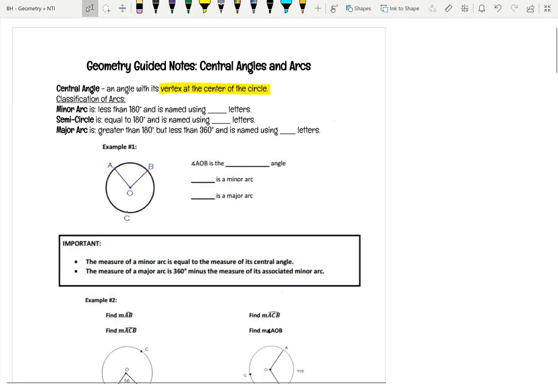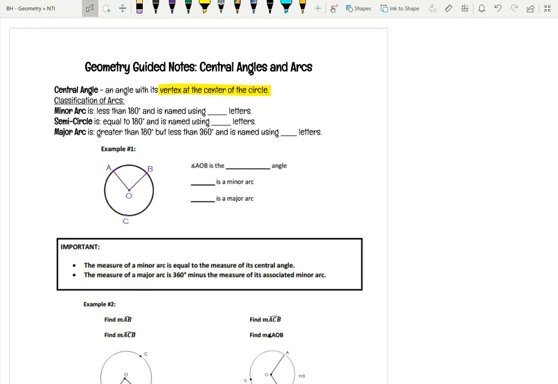If we look at example number 1, for the central angle you're going to use 3 letters. You've got AOB right there. That is your central angle. Remember, the O is the center of the circle, so you actually have to use that one in the middle. That's why it's AOB.